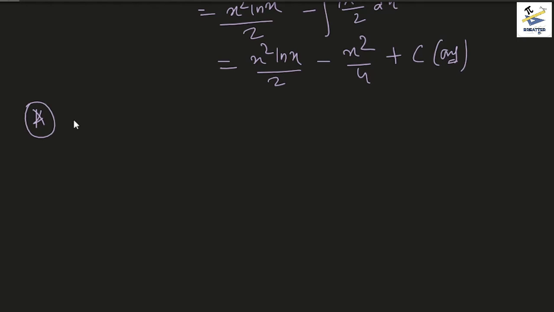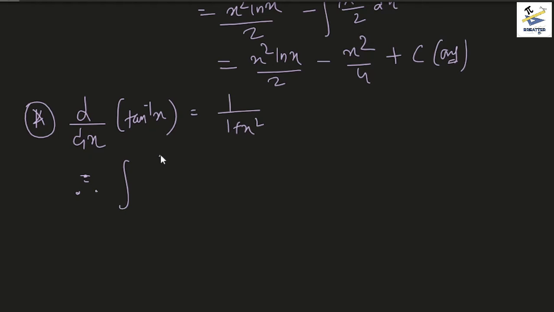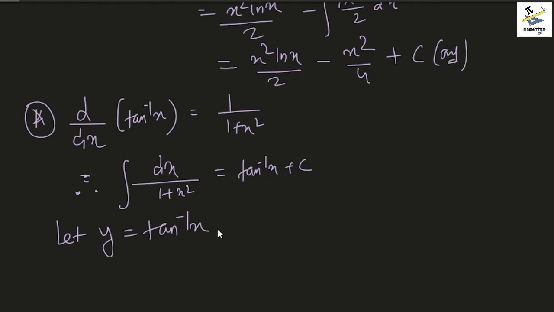For the next problem, what we need is this: d/dx of tan inverse x equals 1 by 1 plus x square. We are going to prove it, but first understand that since the derivative of tan inverse x is 1 by 1 plus x square, this also means that the integration of 1 by 1 plus x square equals tan inverse x plus c. Okay, and how do we prove it? Let y equal tan inverse of x.